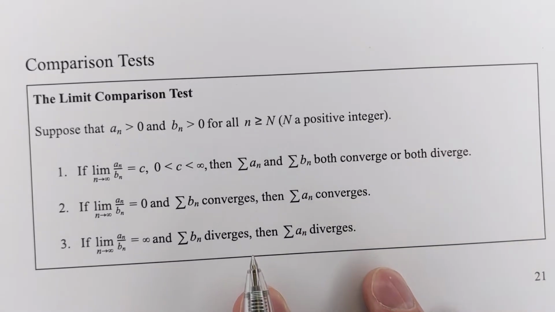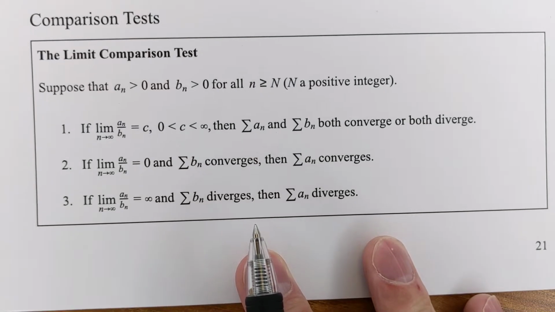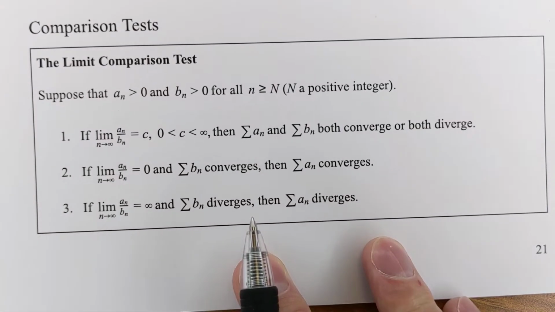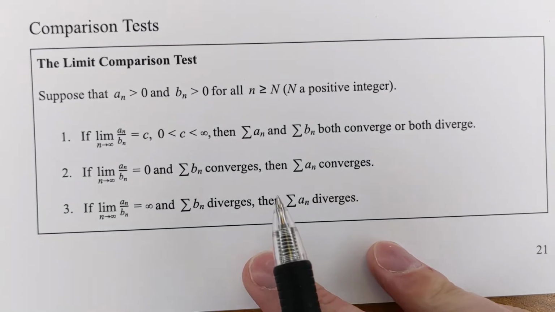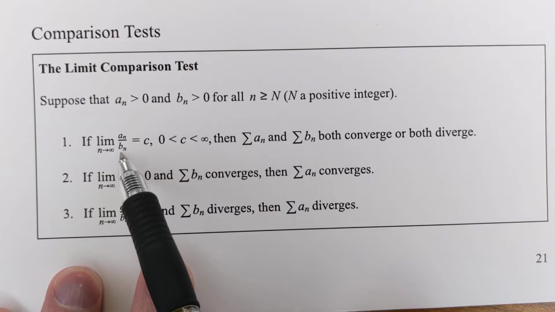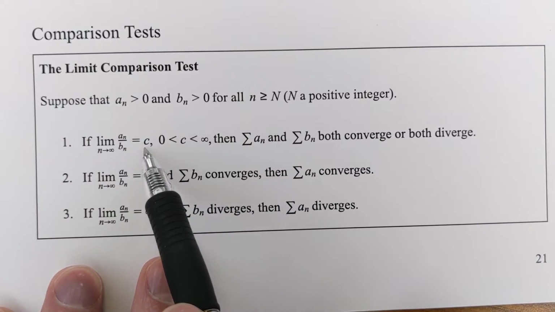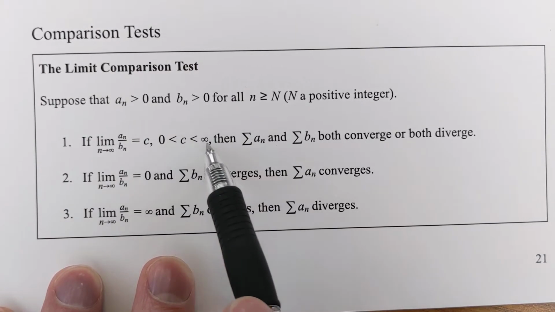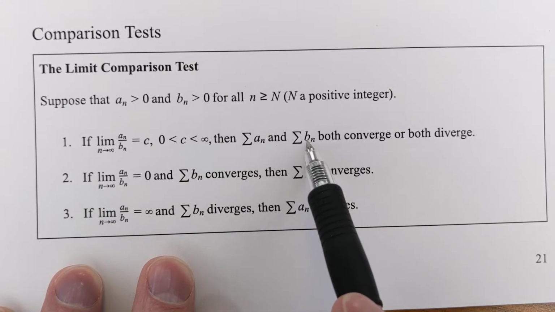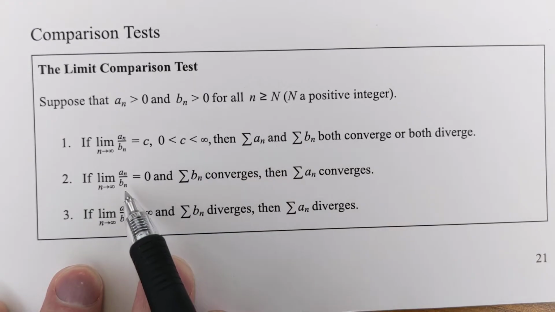Okay, limit comparison test here. Suppose that a_n is always more than 0 and b_n is always more than 0 for all n greater than some number. If the limit of a_n over b_n is equal to c, and c is some number between 0 and infinity, then they either both converge or both diverge.